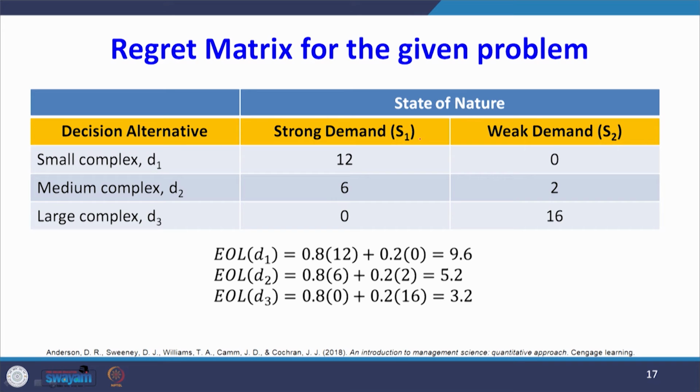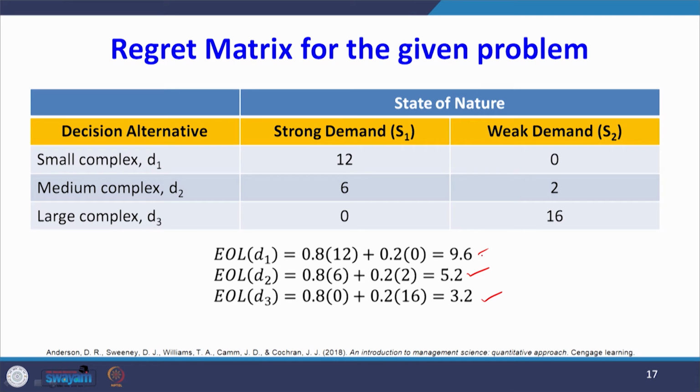Now, I am going to connect this expected value of perfect information with the help of the regret matrix. You remember, we have found the regret matrix, but we are going to multiply this regret matrix with the corresponding probability. Regret is the loss. So, what will happen? The probability of strong demand is 0.8. So, 0.8 multiplied by 12 plus 0.2 into 0, that is 9.6. Expected loss, if you go for D2, it is 5.2. Expected loss, if you go for D3 decision, it is 3.2.